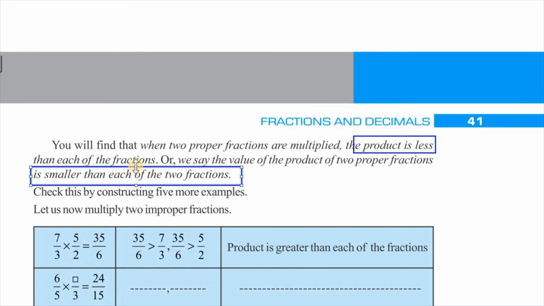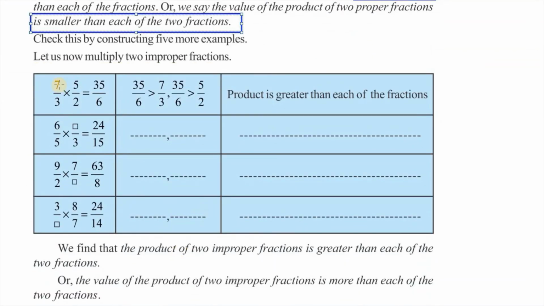Now, let us consider improper fractions. Before we move on, you can pause the video, take more examples and check for proper fractions. Now, let's consider improper fractions. In case of improper fractions, here we have 7 by 3 and 5 by 2. Both of them are improper. So just recall, proper fractions means numerator is less than denominator. Improper means numerator is greater than denominator.